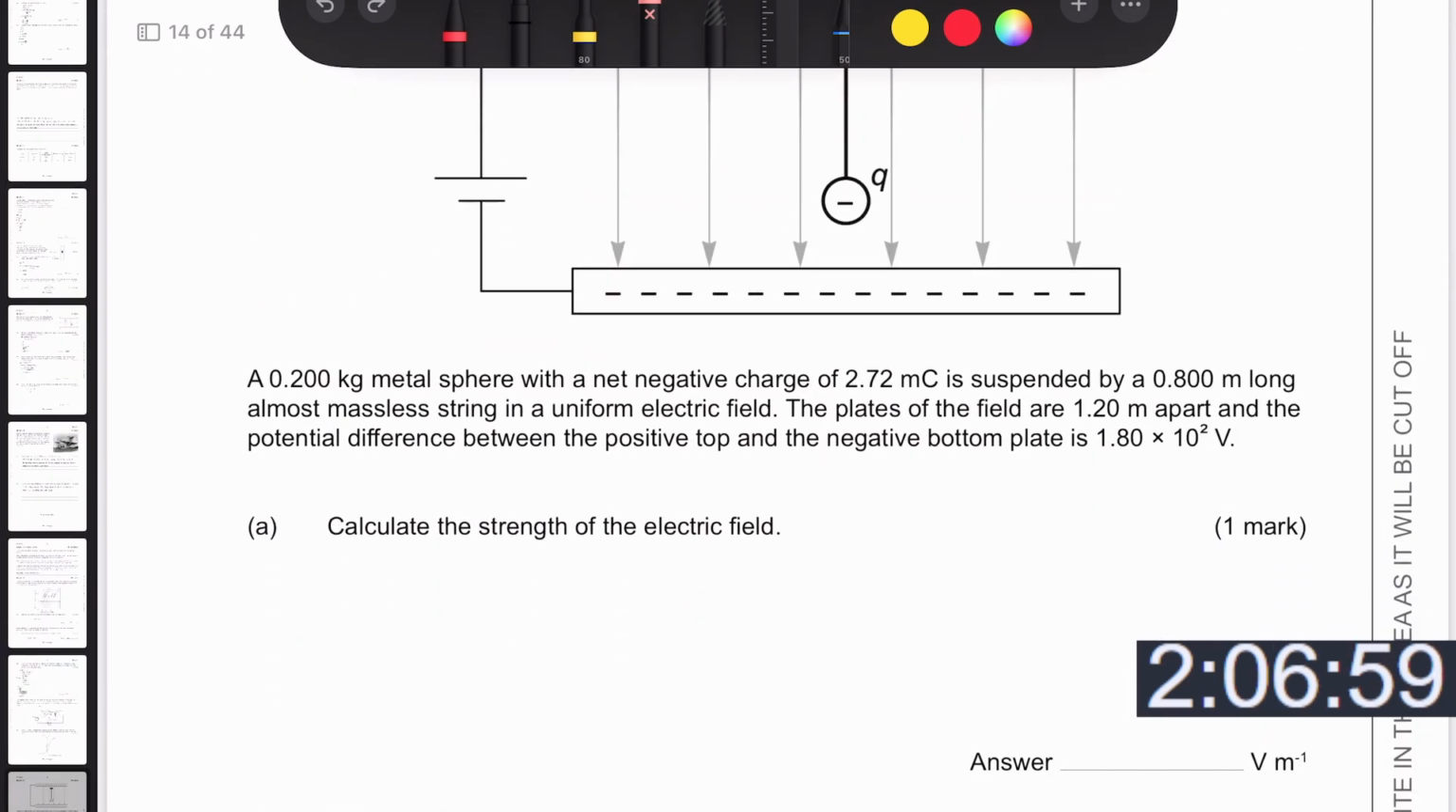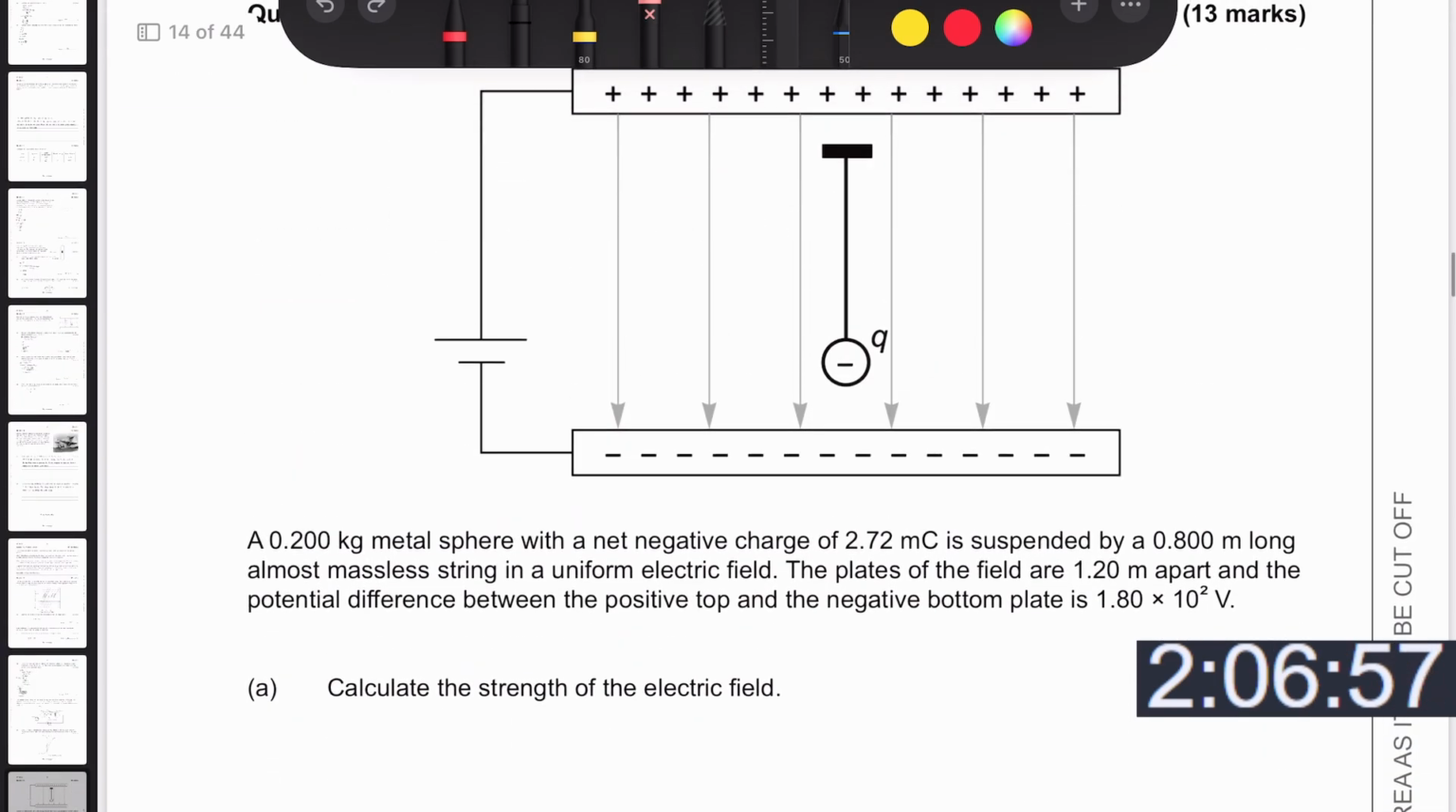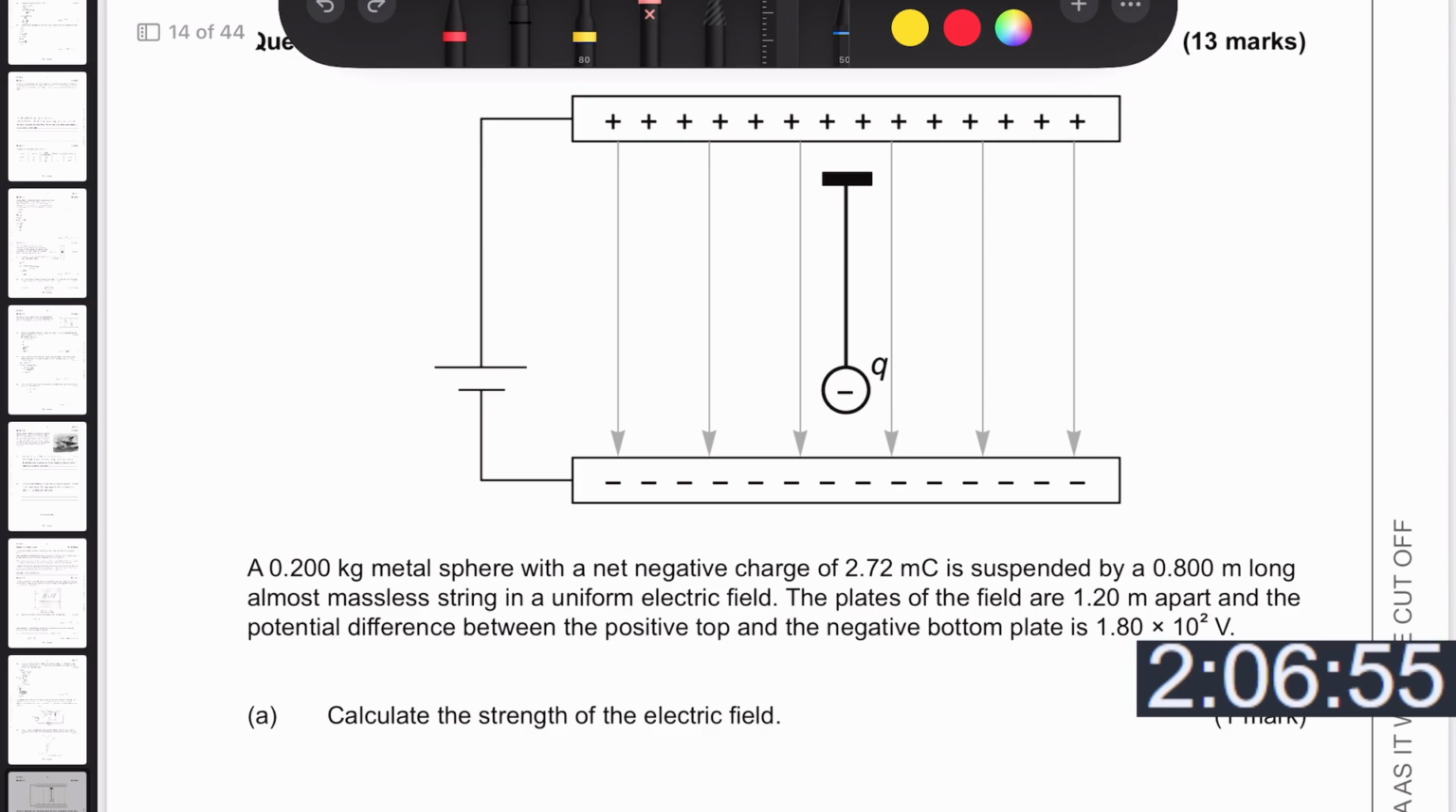Okay, a 0.2 kilogram metal sphere of net charge is suspended by an almost massless string in a uniform electric field. The potential difference between the positive and negative plate is given. Calculate the strength of the electric field.